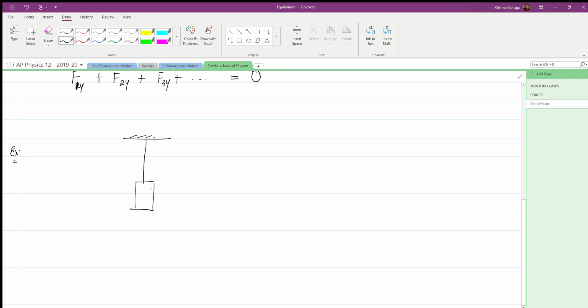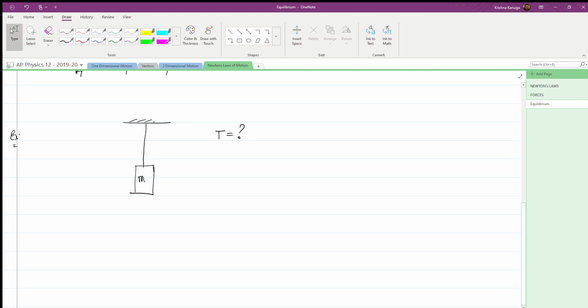So if you have a block that's hanging from a string, let's say that the mass of the block is m, and one of the things we can ask is, what is the tension in the string? In order to calculate the tension in the string, we're going to use the idea of equilibrium. In this case, the entire system is at rest, and so again, like what we did in the last block, we can start drawing our free body diagram.